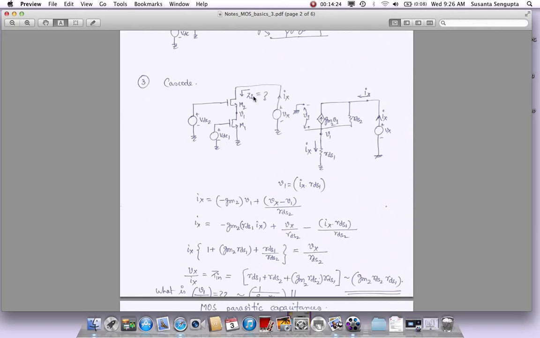Vx by Ix will give you Z. Okay, so this is what we are attaching. But we are calling this node voltage as some voltage V1. You could call it any name you want. Why? This is a variable. We don't know what this voltage is when we will solve for it.